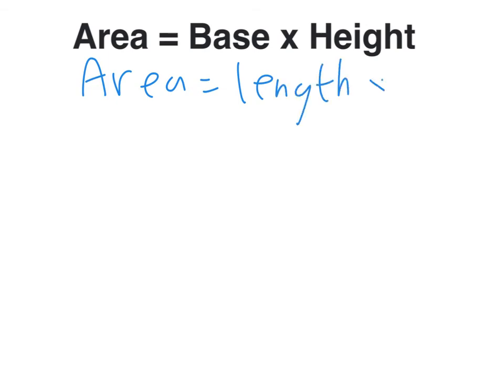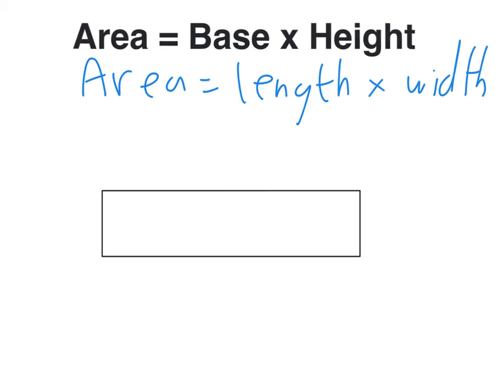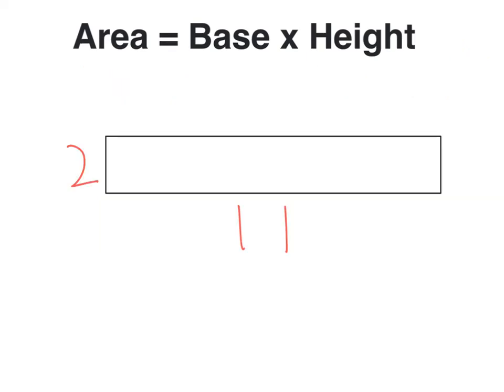There's different ways of writing it, but basically what we're always doing is checking out one dimension of the rectangle, we can call that length, we can call that base, we could call that the width. Doesn't really matter. We're doing one dimension of the rectangle times the other dimension. So we'll see an example here.